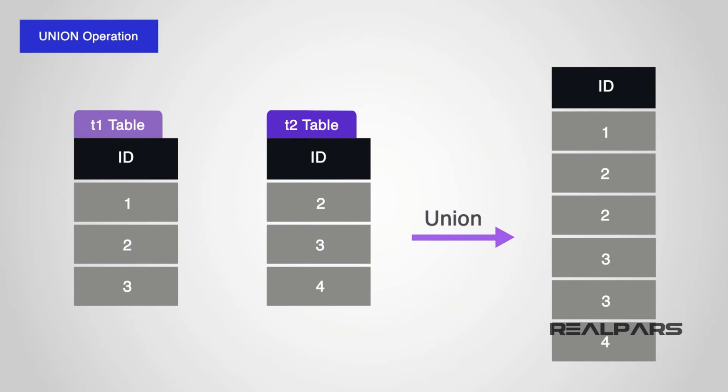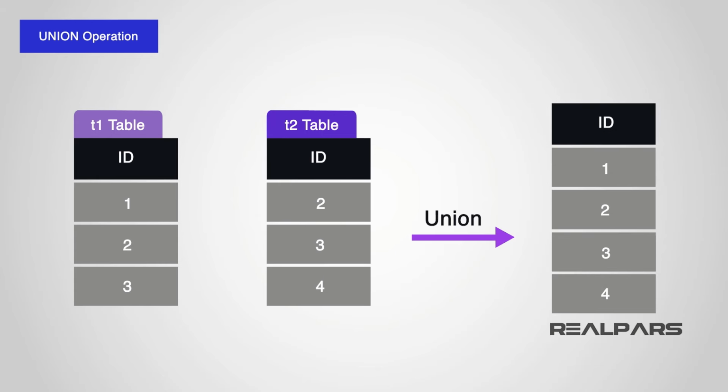The union operator allows you to combine two or more result sets of queries into a single result set. This statement will eliminate duplicate rows. Our final result set, which is created by the union statement, is shown here.